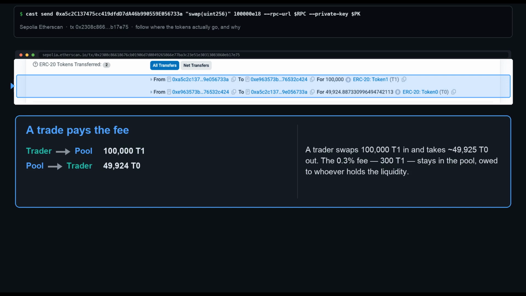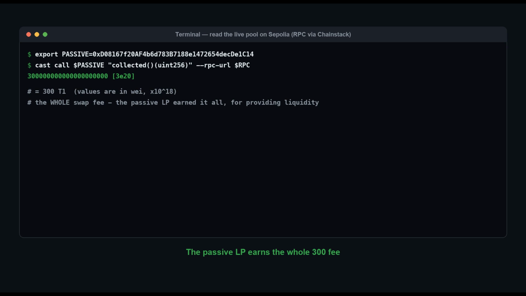Then a trader swaps against the pool, and again follow the tokens. 2 transfers, the trader sends 100,000 of token 1 in and takes about 49,000 of token 0 out, and the fee, the 0.3%, about 300 of token 1, stays behind in the pool, owed to whoever is providing the liquidity. And back in the terminal, we read the payoff off the chain. I ask for the passive LP's fee balance, and it's 300, the whole fee, exactly like the test. The passive LP provided the liquidity and earned the fee. That's the normal flow. Now watch a searcher hijack it.